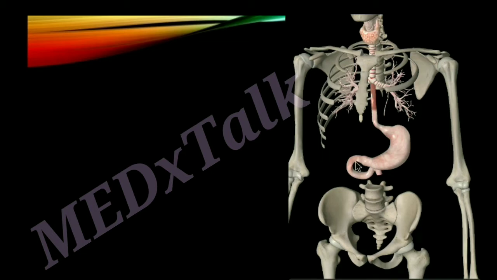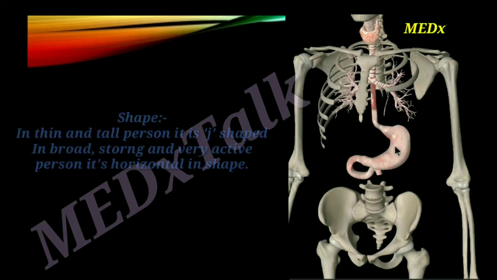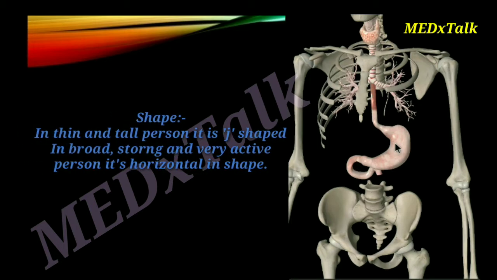Now we discuss the shape of the stomach. In a thin and tall person it is J shaped, while in a broad, strong and very active person it is horizontal in shape.